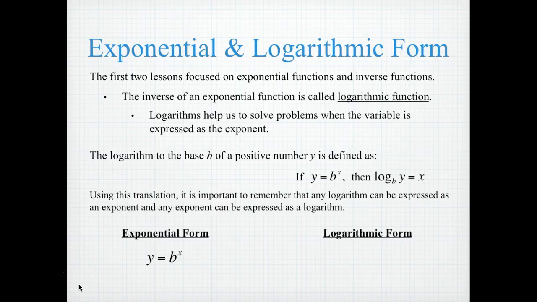In exponential form, you have y equals b to the x. Notice the placement of y, b, and x. In logarithmic form, we have log base b of y equals x. So the relationship that I like to point out is the base of both expressions is b. The base in exponential form acts as the base of the logarithm, which is b. And the x, which is expressed as an exponent in exponential form, is equal to the logarithm in logarithmic form.